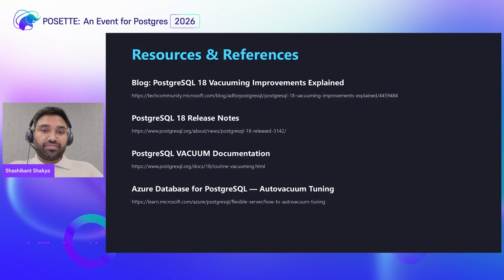Some of the resources and references I've kept here have helped me build this presentation for you. This is one of my blogs, which was written recently, PG18 vacuuming improvements explained. It has much more detail about each feature we have talked about here. Then you also have the PostgreSQL 18 release notes, the vacuuming documentation, and autovacuum tuning. This is one of our go-to docs when you're dealing with autovacuum issues in PostgreSQL.